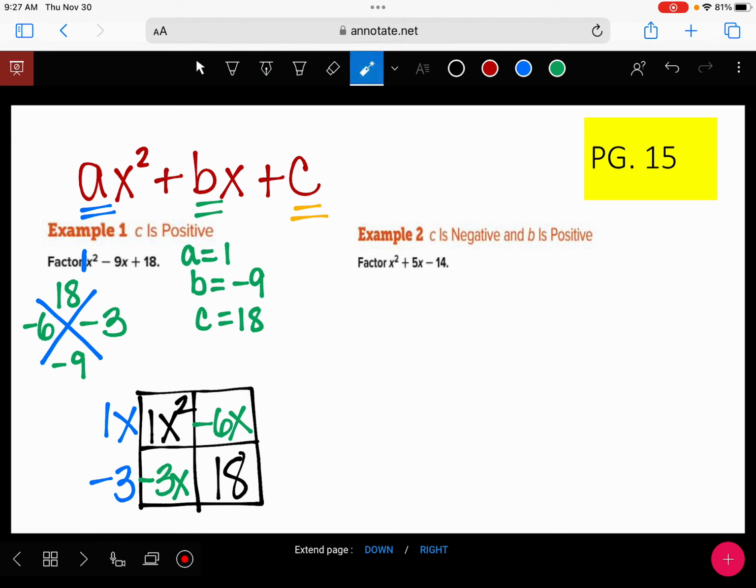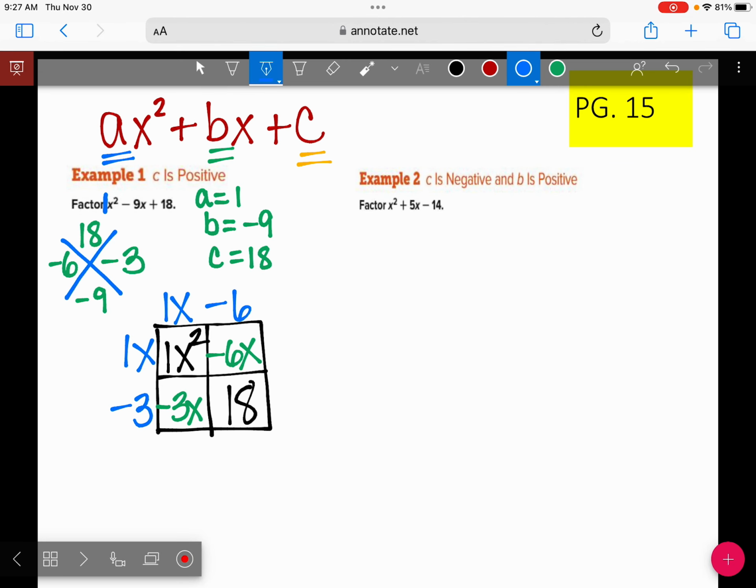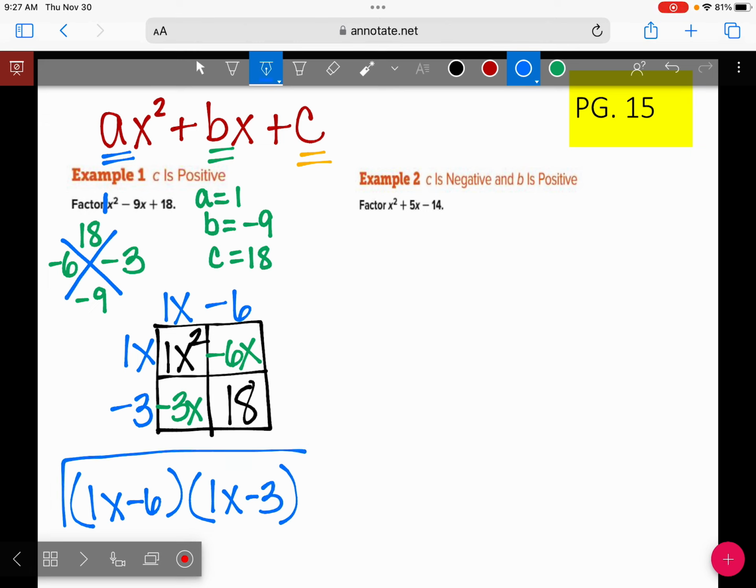All right, now let's look at the first column. GCF of this column, 1x. GCF of the second column, -6. So what you're going to do is write your parentheses. And now inside of the parentheses, you have 1x minus 6 times 1x minus 3. That is your factors.